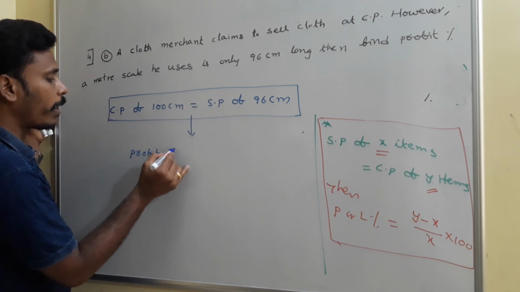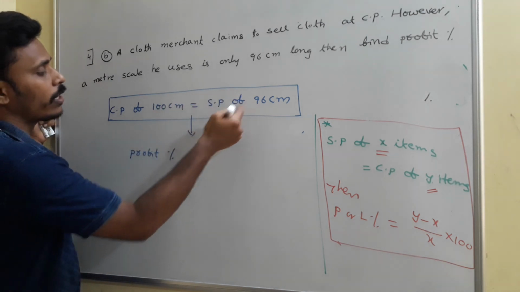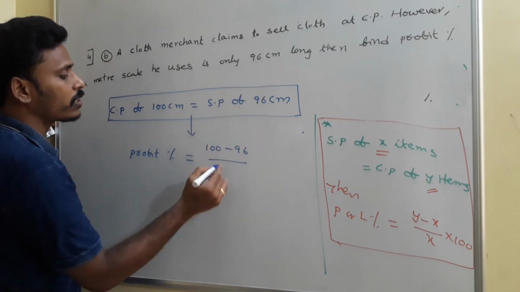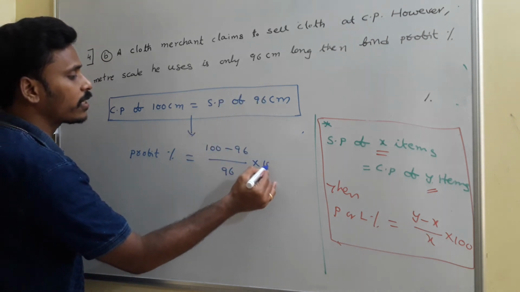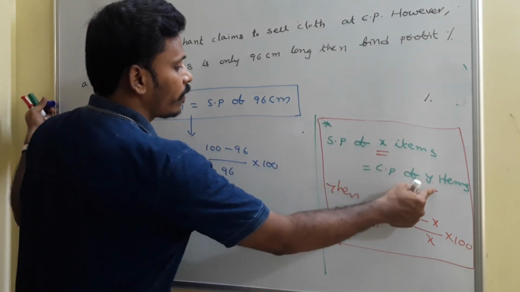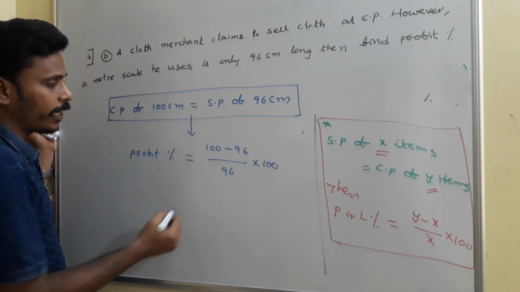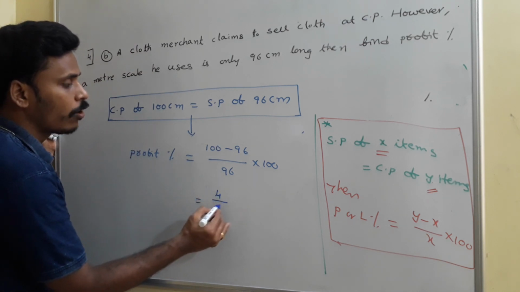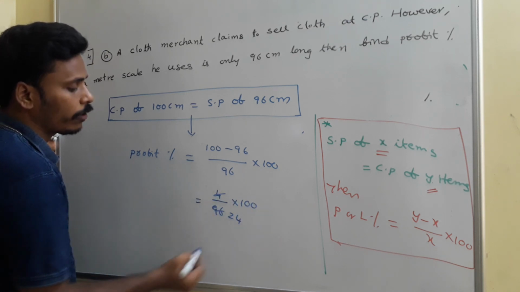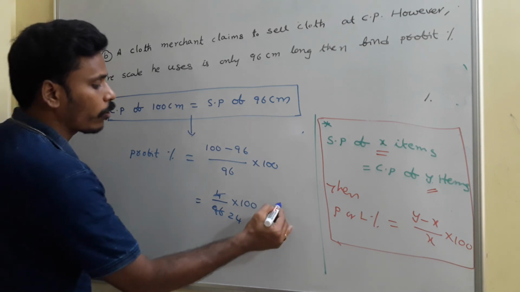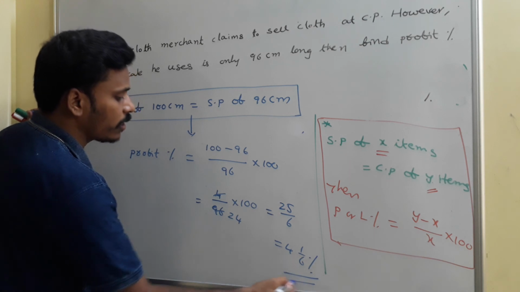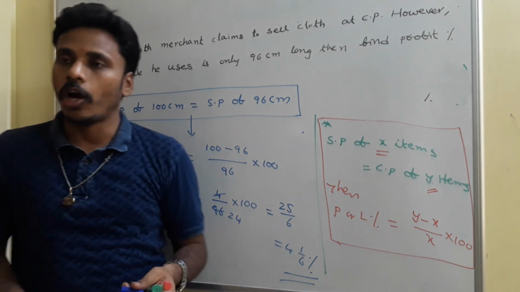You need to calculate the difference. The difference is 100 minus 96 divided by 96 into 100, just like Y minus X by X. Here X is with the selling price and Y is with the cost price. On simplification you will get 4 by 96 into 100, and then this is 400 by 96. Since it is 400 by 96, if you calculate again, this is 25 by 6 and that is equals to 4 1 by 6 percentage, the profit of that particular cloth merchant.